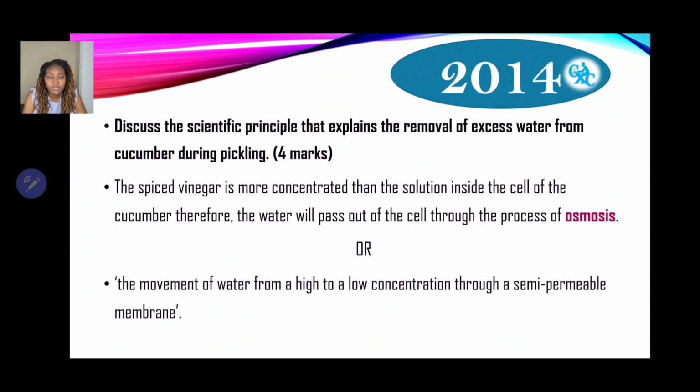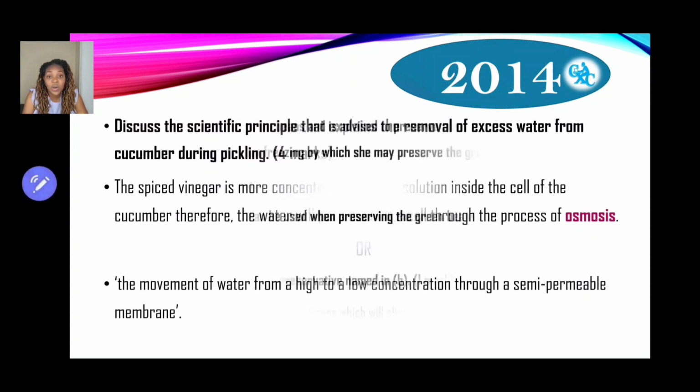Osmosis is the movement of water from a high to a low concentration through a semi-permeable membrane. What a semi-permeable membrane means is that not all of the things will pass from the cucumber into the spice liquid. What it does is remove some of the moisture content from the cucumber, which would otherwise enable the growth of microorganisms. So the nutrients will not be lost, but the water itself will be pulled away from the cucumber, leaving an environment in which microorganisms cannot reproduce or grow.